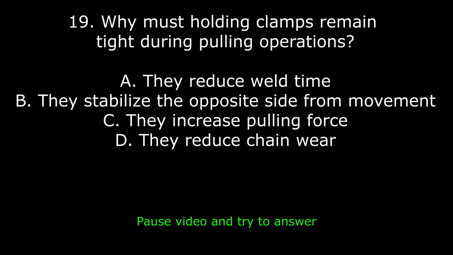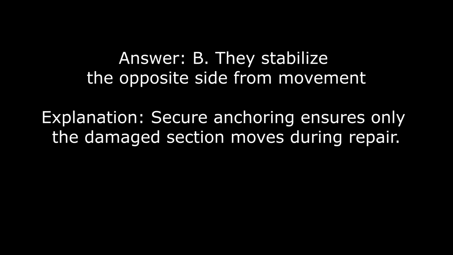19. Why must holding clamps remain tight during pulling operations? A. They reduce weld time. B. They stabilize the opposite side from movement. C. They increase pulling force. D. They reduce chain wear. Answer: B. They stabilize the opposite side from movement. Explanation: secure anchoring ensures only the damaged section moves during repair.